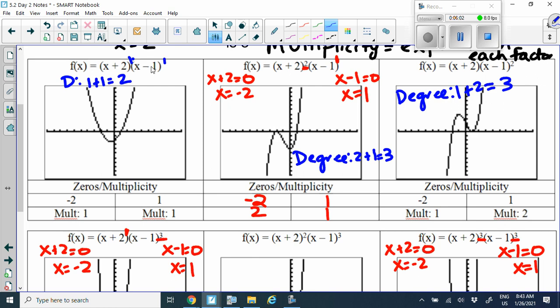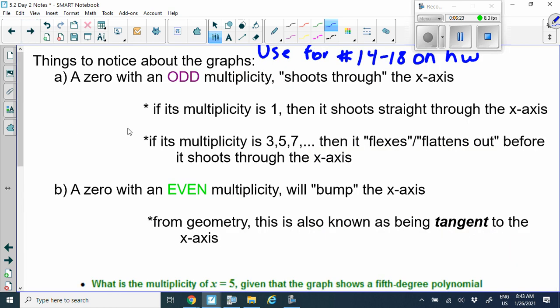Now, once again, these in parentheses are what we call factors, and to solve to get our zeros, or other names, roots, x-intercepts, solutions, we set them equal to 0, and then the multiplicity comes from the exponents on the factors. Okay, so that's a lot. Make sure you have that down. Now, what happens when we do have all this information?